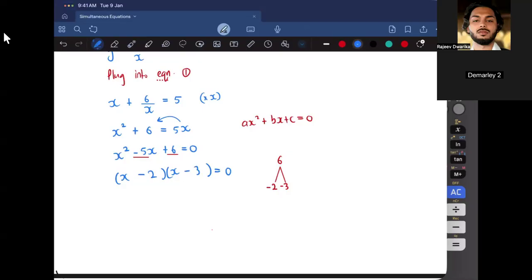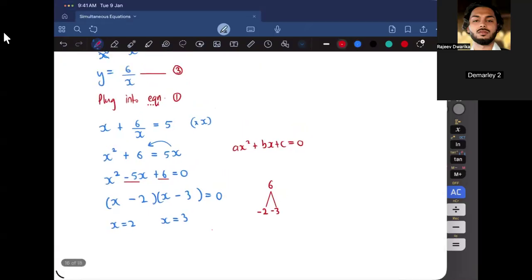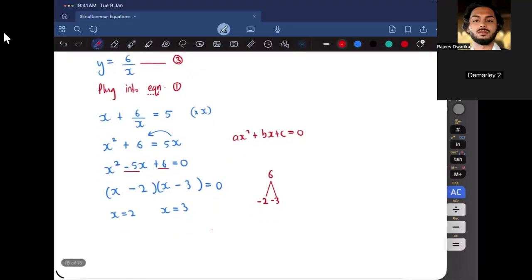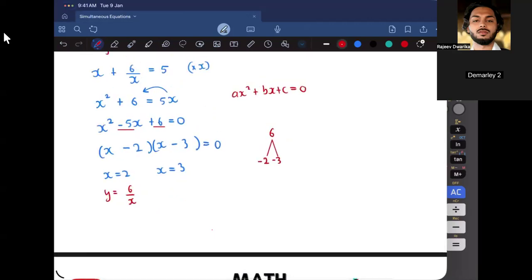So what value for x would make this first bracket 0? 2. What value for x would make this bracket 0? 3. Very easy. And so we're going to plug that into equation 3 now to find y. So y is equal to 6 over x. So when x is 2, y would be equal to 6 over 2, which is 3. So the answer would be 2, 3.